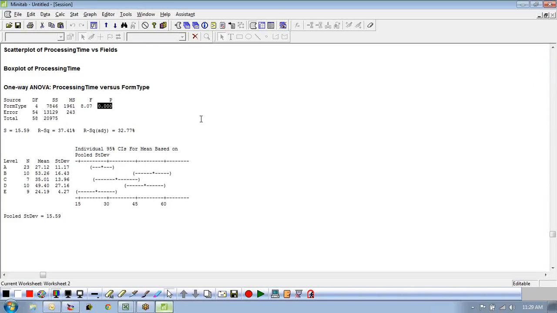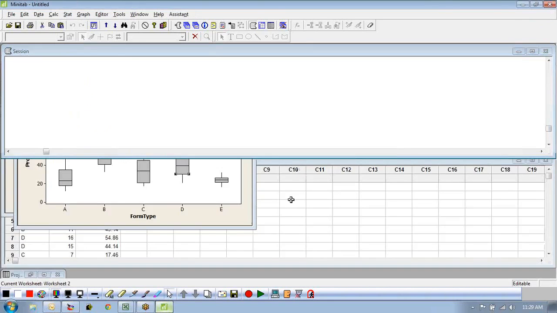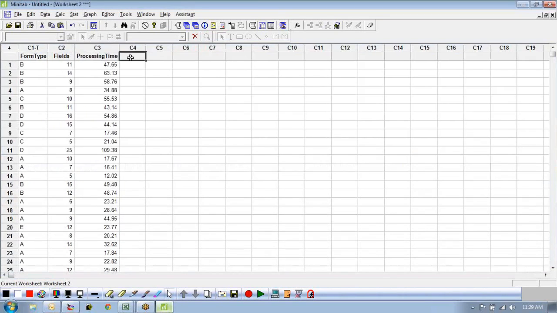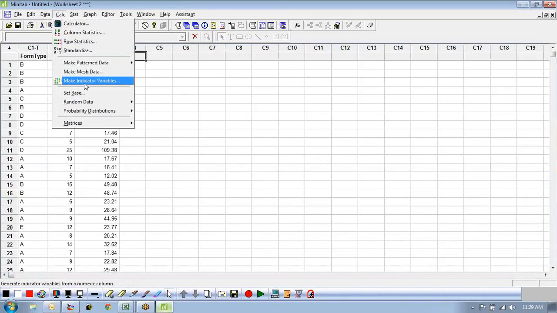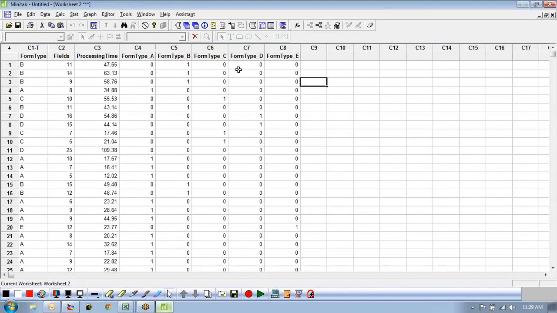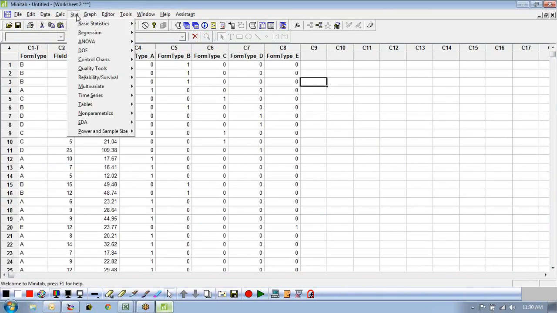And so we'd like to add that into our regression model. So let's go ahead and add that into our regression model and just kind of show you what it is. So what we're going to do is we're going to make an adjustment for each regression by just adding a constant for whatever form type we have. In Minitab, the easiest way to do that is to make indicator variables, form type. In this case, you'll see there's five forms, A through E. And there they are. And what we're going to do is now put this along with fields into our regression.